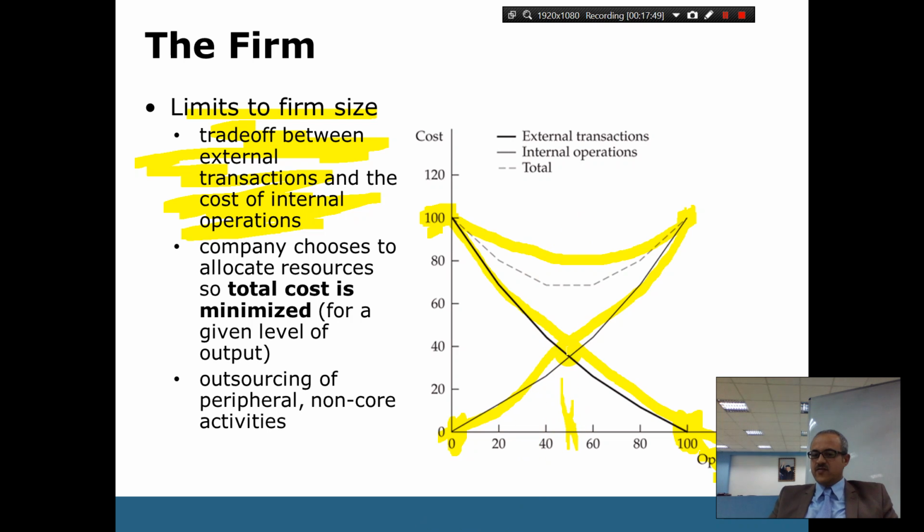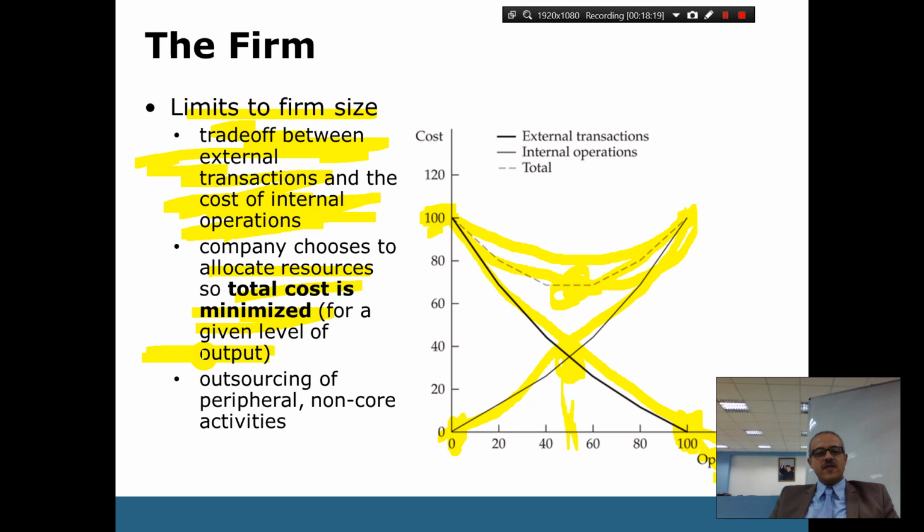But if they do it like 50-50, now in here we can get this minimum. So maybe what you're saying, Ali, is that they need to consider this more and see if this minimum area can do better for the overall return for the company. So here comes the company, they have to choose to allocate resources so their total cost is minimized, which includes also any uncertainty or customer dissatisfaction for a given level of output.